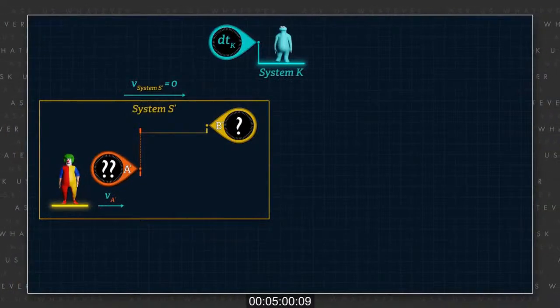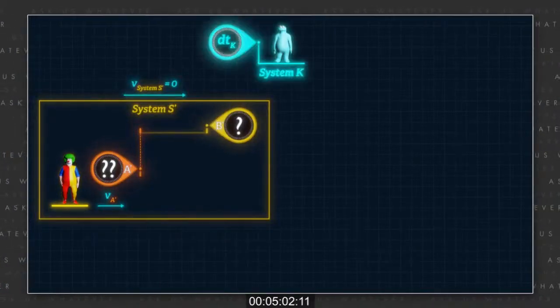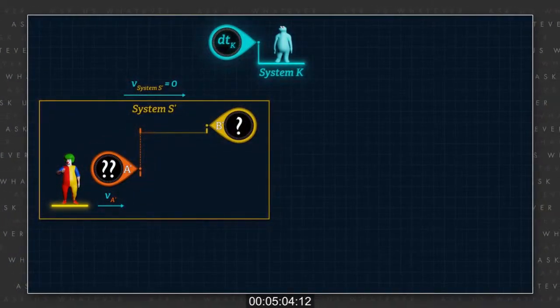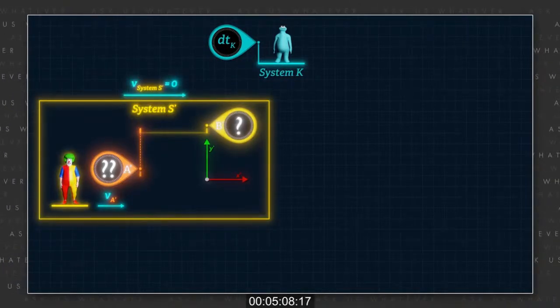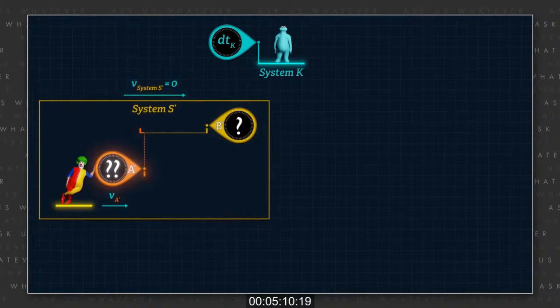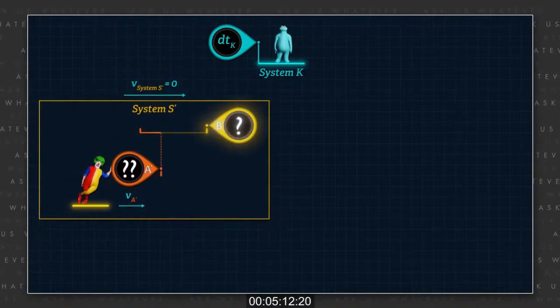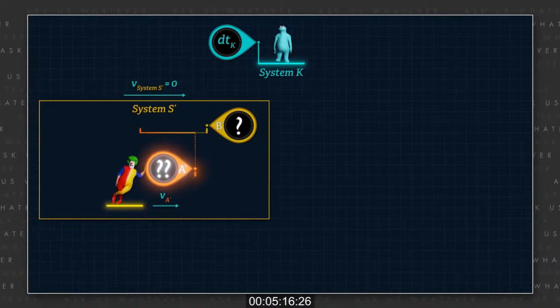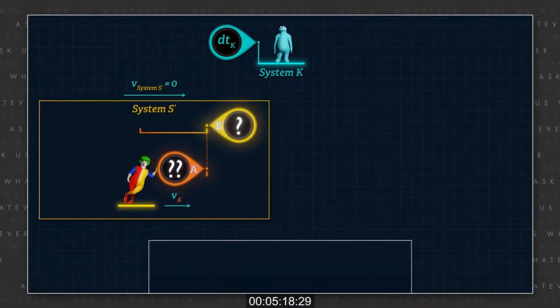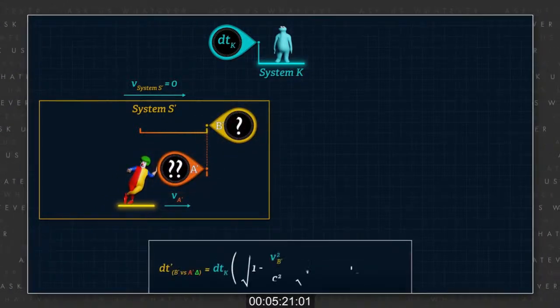Let's say that there's a system, S prime, that can be observed from system K. Let's say that clock B prime is stationary at the origin of system S prime, and that clock A prime moves over to clock B prime. If we wish to quantify the difference in the readings displayed on clocks A prime and B prime when they unite, we can do so with the following formula.